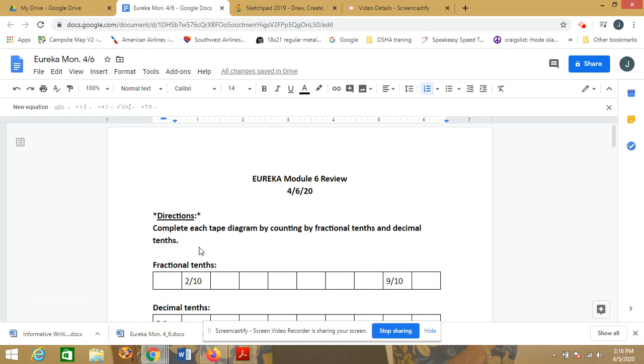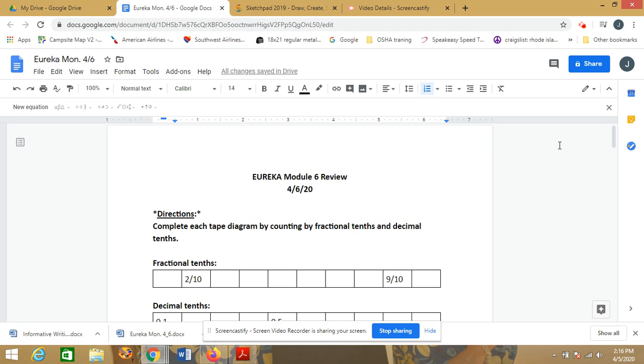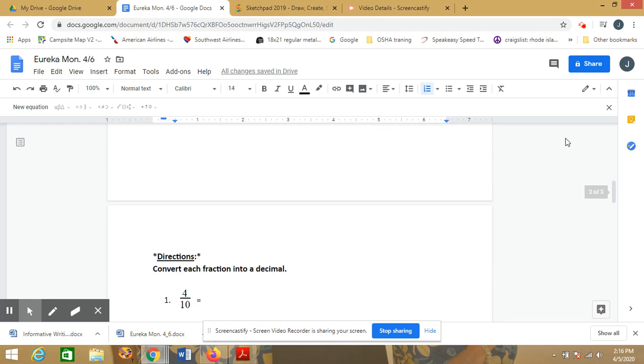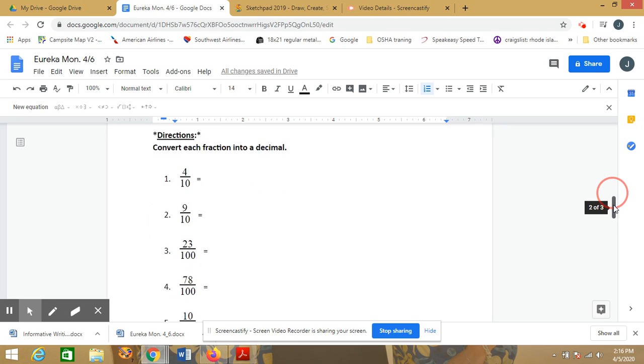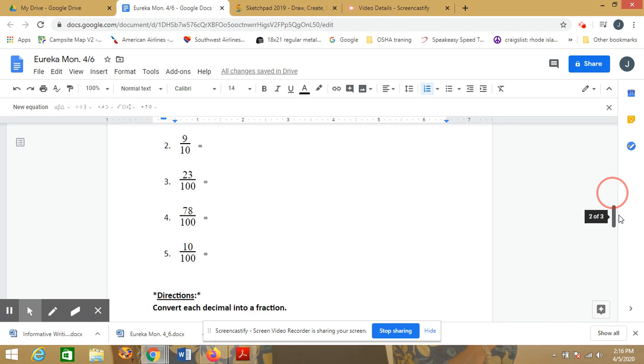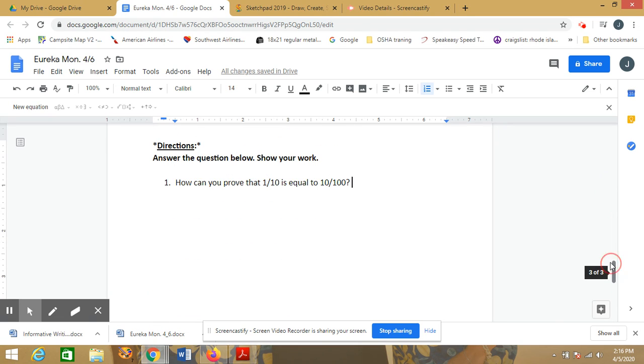So I hope that makes sense. This will be your work today. Pretty easy. We're just doing some counting by tenths and hundredths, and then converting fractions to decimals, decimals to fractions. And then try to answer this question the best you can in Google Docs, because I know we can't really draw. So try to figure out how to show that. It'll probably make more sense to do it one way than the other. I'm not going to say more than that, but how can you prove that 1/10 is equal to 10 hundredths?